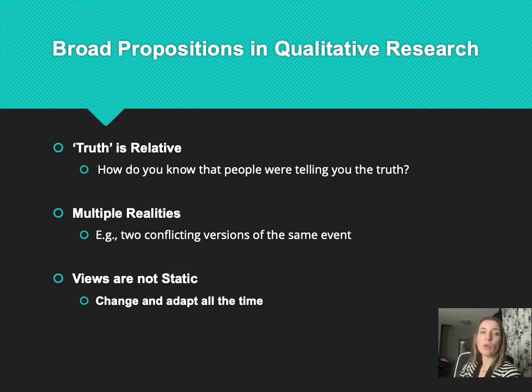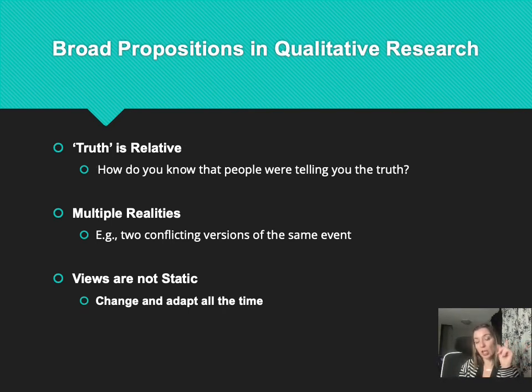So in qualitative research, there are broad predispositions. These philosophical things are very much ingrained in qualitative research. One of them is truth is relative. How do you know that people were telling you the truth? Truth is relative. You can kind of assess it, but it's not an objective truth.